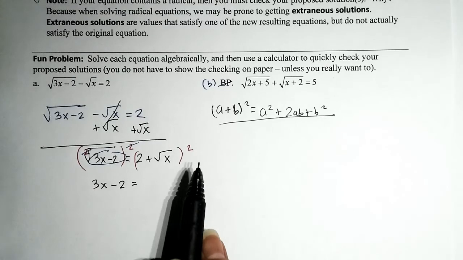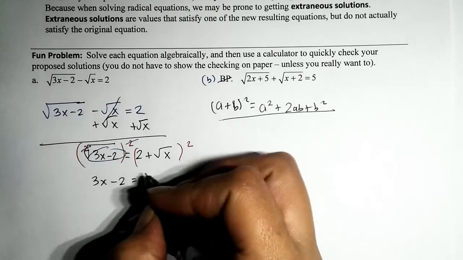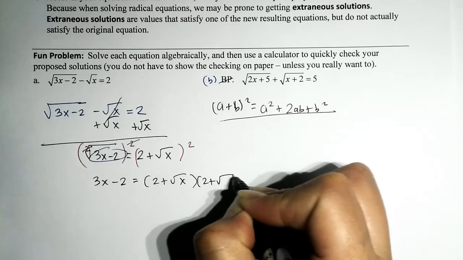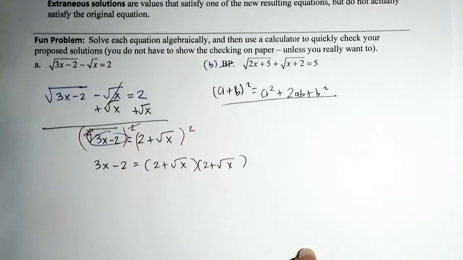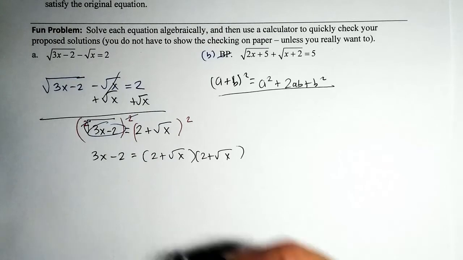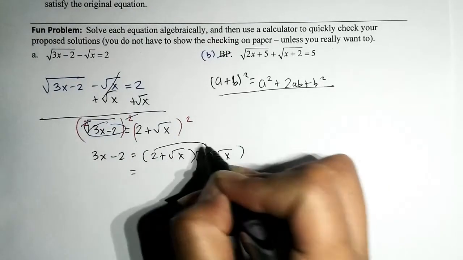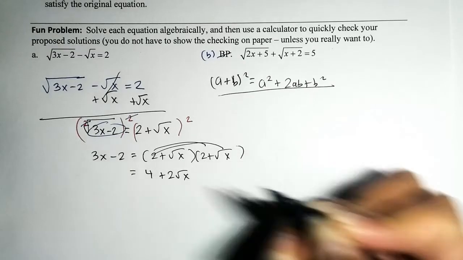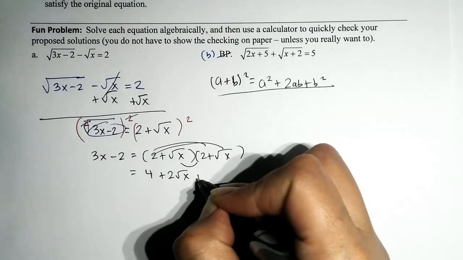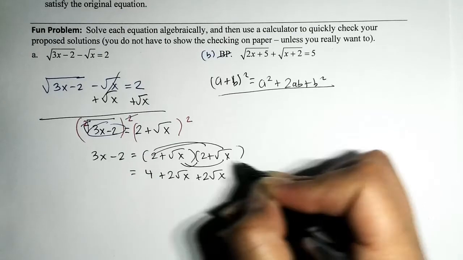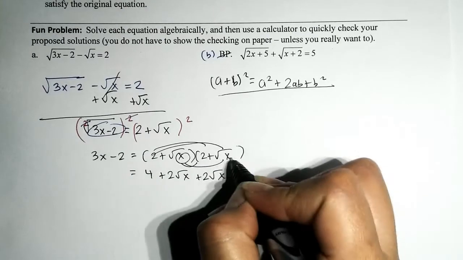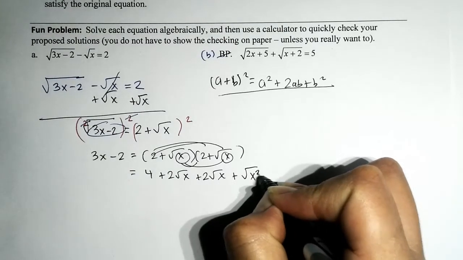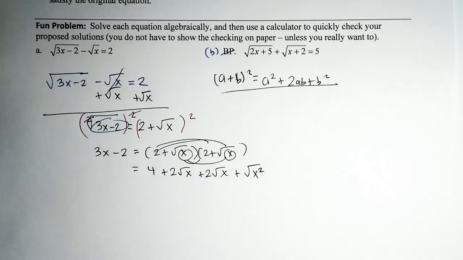So let's rewrite it without the exponent of 2, and that will leave us with 2 plus the square root of x times 2 plus the square root of x. Let's take our time and then clean it up, and then we'll see what we do thereafter. Product of the first terms will give us 4. Product of the outer terms will give us 2 square root of x. Product of the inner terms will give us another 2 square root of x. And product of the last terms, when you multiply the radicands, that should give us a square root of x squared. Or again, you can just say it gives us x.